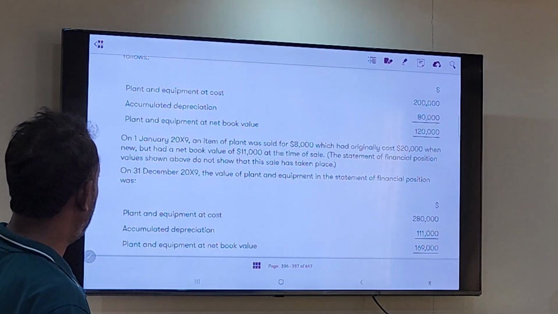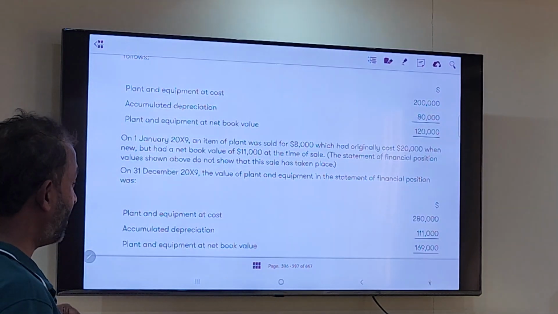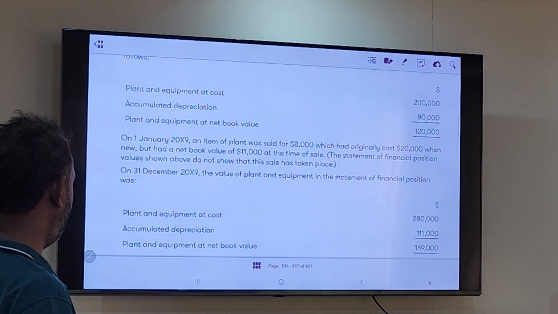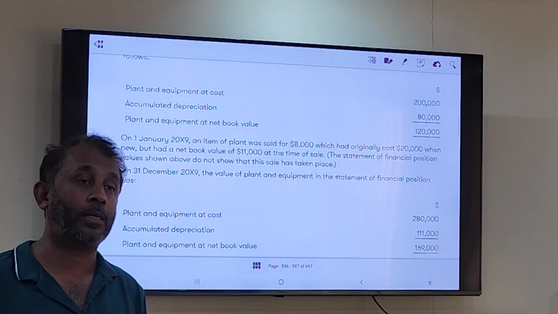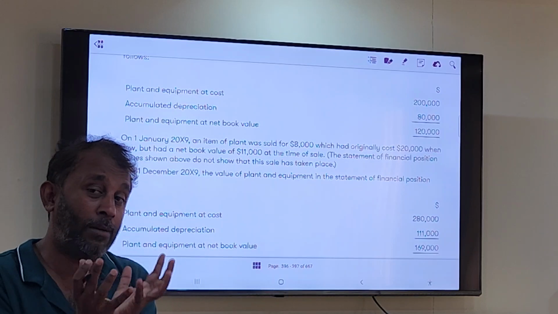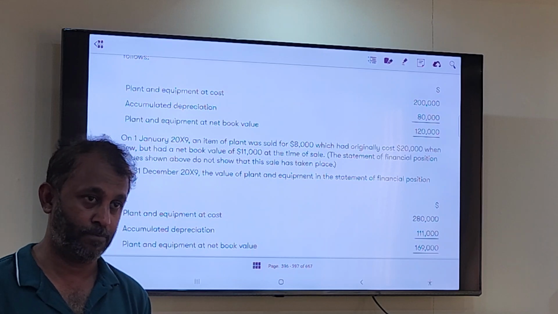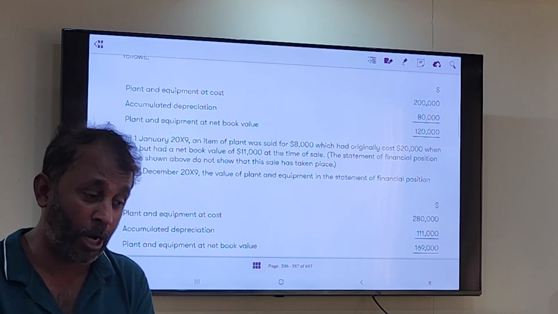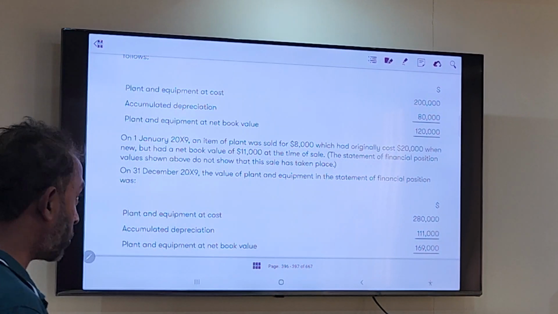An item of plant was sold for 8,000, which had originally cost 20,000. Now, if you think your total collection of the plant is like a pot, what was the total amount inside that pot in dollars? 200,000. And from that pot, I am taking a small portion outside. And the cost of that, how much?